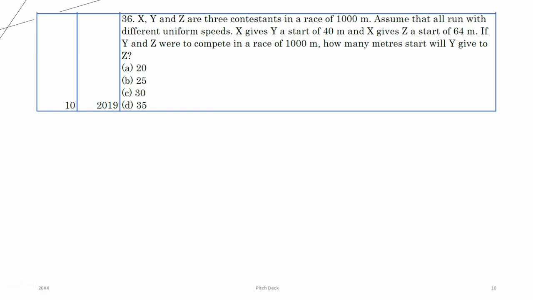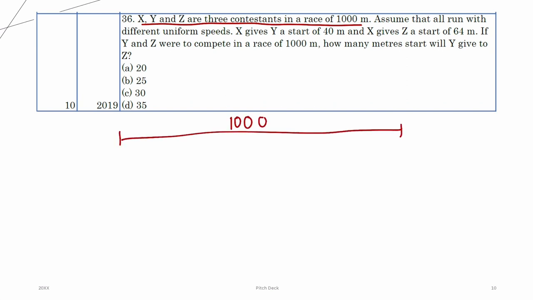Moving on, next question. I would say this is on the moderate to difficult side. Interesting question. You just have to be very clear with the concepts of what we are doing here. X, Y, and Z are the three contestants of a race of 1000 meters. Suppose there is a 1000-meter race.